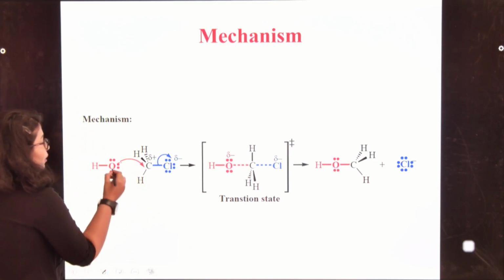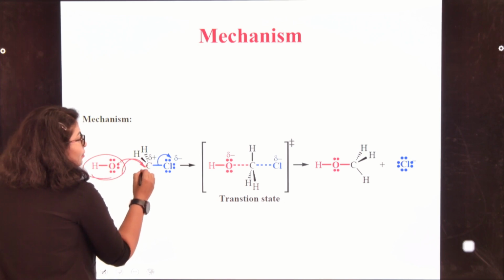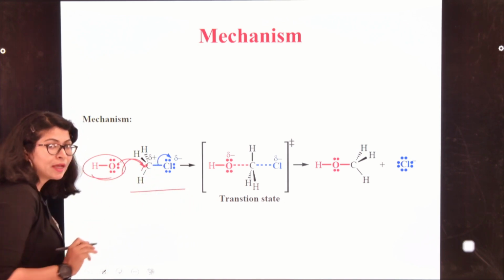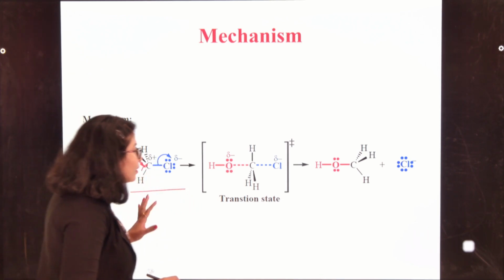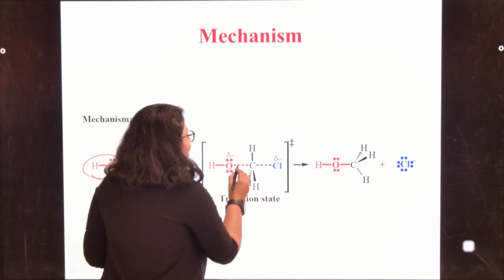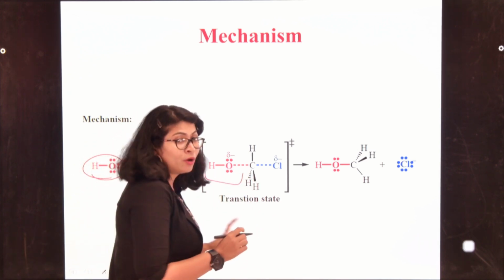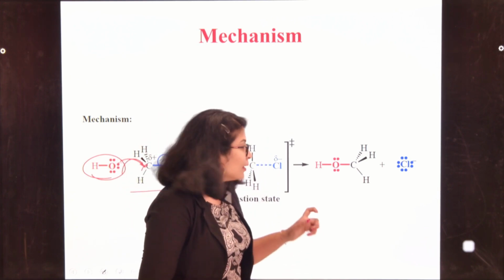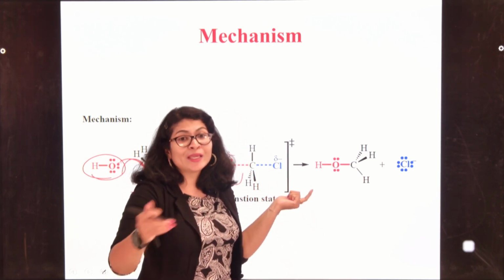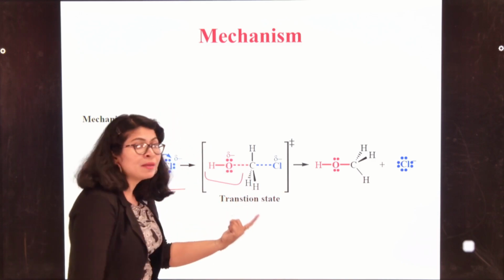What happens is, this OH minus is coming and attacking the substrate, which is the CH3Cl, methyl chloride, from the rear end. And here at one particular phase, this OH minus bond is on the verge of formation, and this bond is on the verge of breaking off. So this is the unstable transition state.